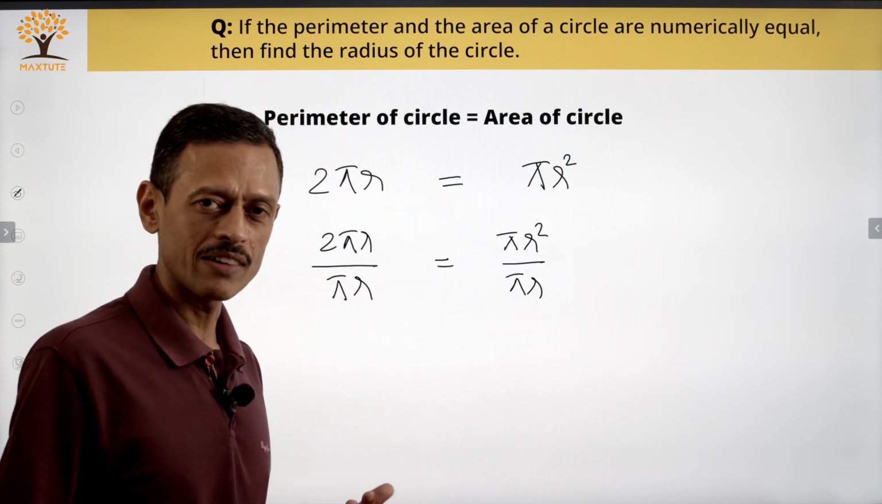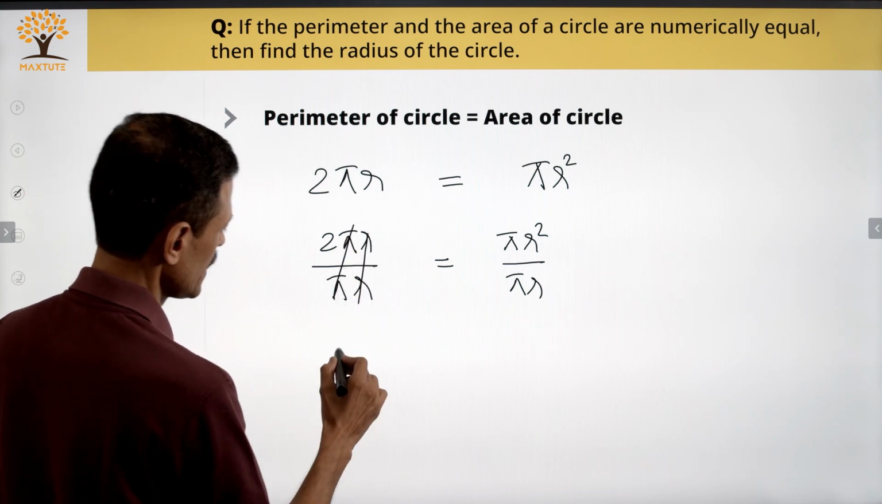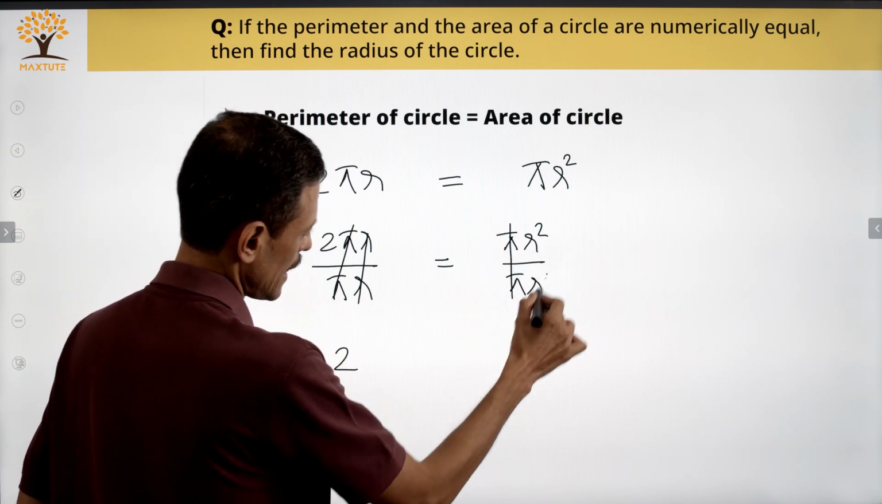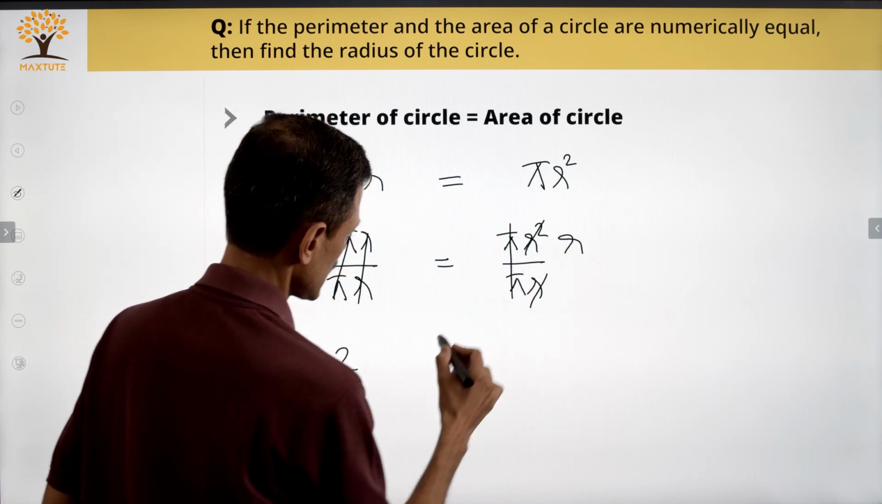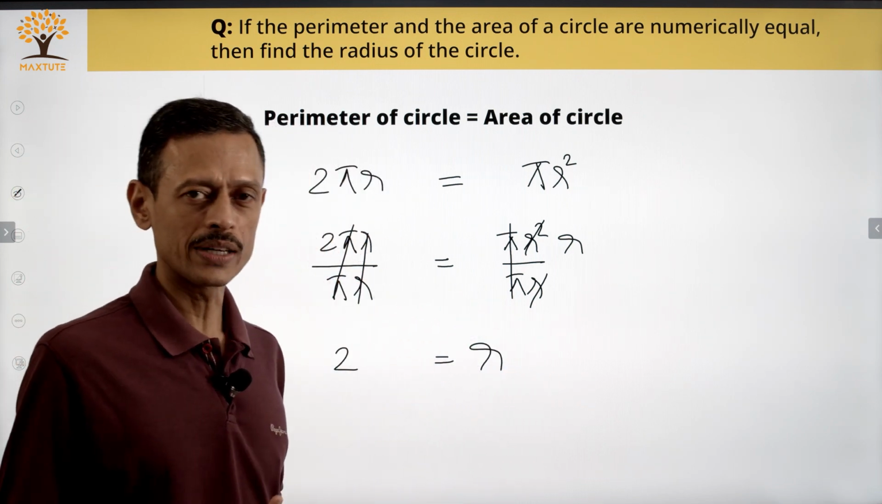Dividing both sides by the same value will retain that equality. So, pi gets cancelled with pi, r gets cancelled with r. We have 2 on the left hand side. Right hand side, pi gets cancelled with pi, r gets cancelled with r square to leave us with an r. So, 2 is equal to r, or the radius is equal to 2 units.